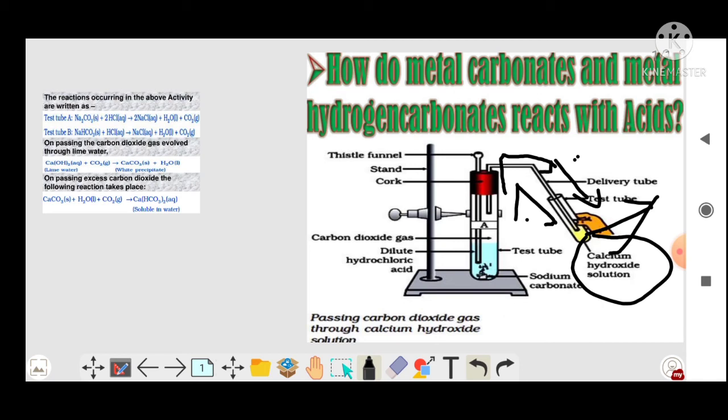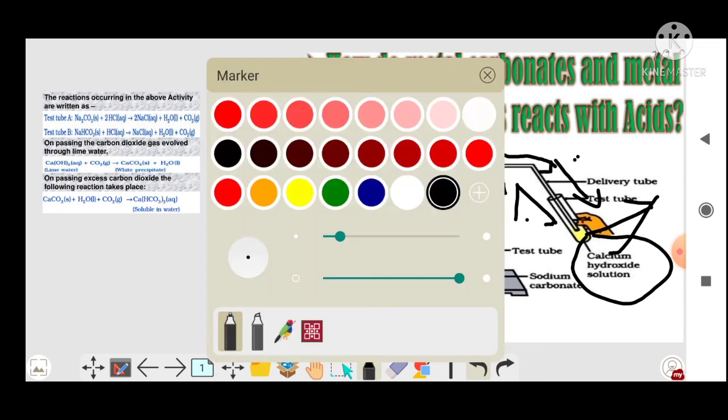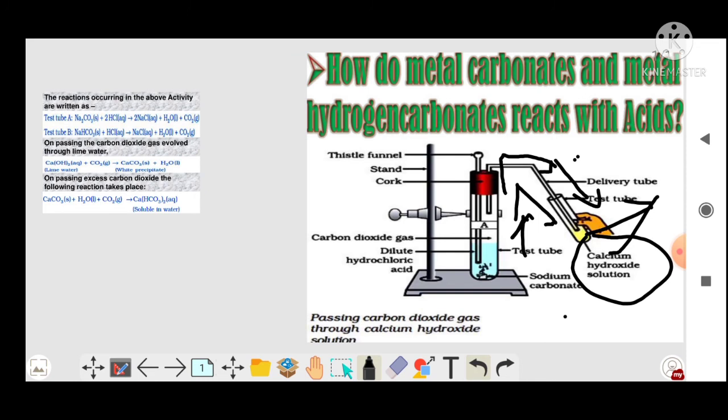If we add metal hydrogen carbonate, in the next, separate procedure, metal hydrogen carbonate, that is sodium bicarbonate and dilute hydrochloric acid. As a result of this, again carbon dioxide gas is produced, which comes through the delivery tube to the calcium hydroxide solution and produces calcium carbonate white precipitate.